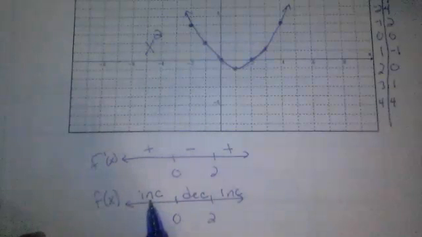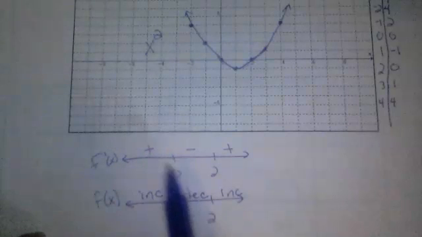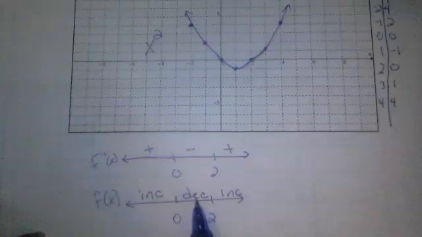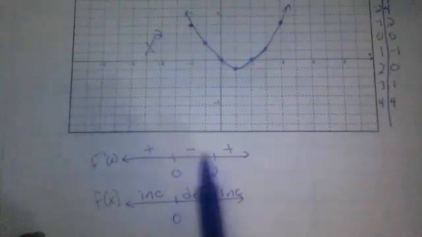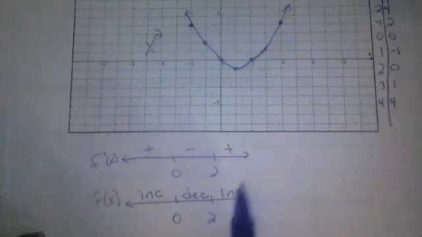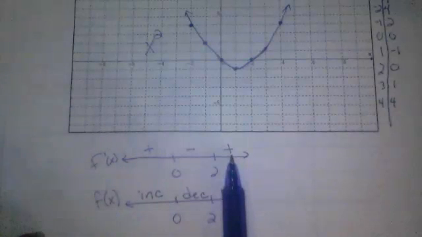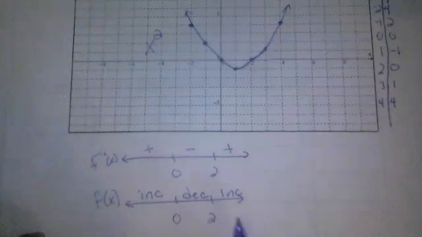When a function is increasing, the slopes are always going to be positive. And when the function is decreasing, the slopes in that section, the tangent line slopes, will always be negative. And when it's increasing again, slopes will be positive again. So this comparison of the sign analysis of the derivative and its function graph are always going to be true.